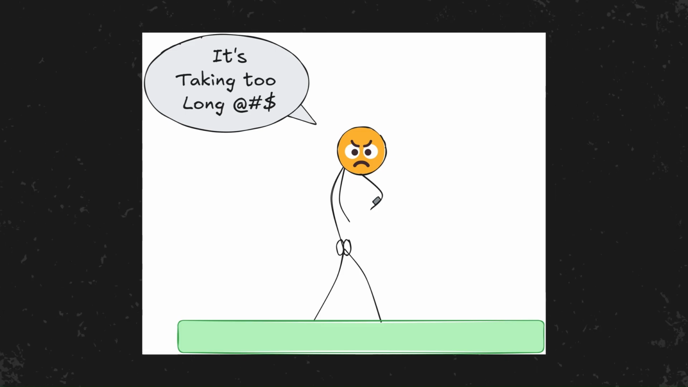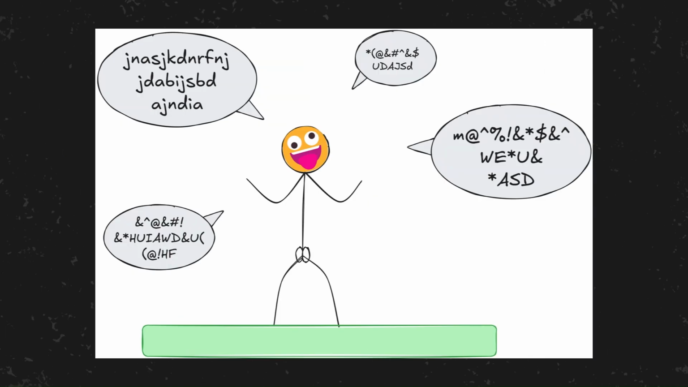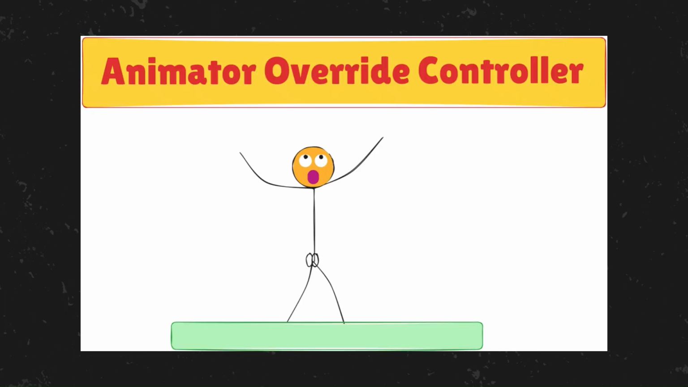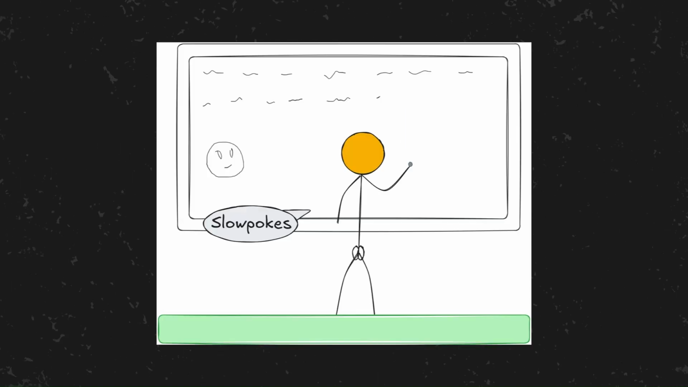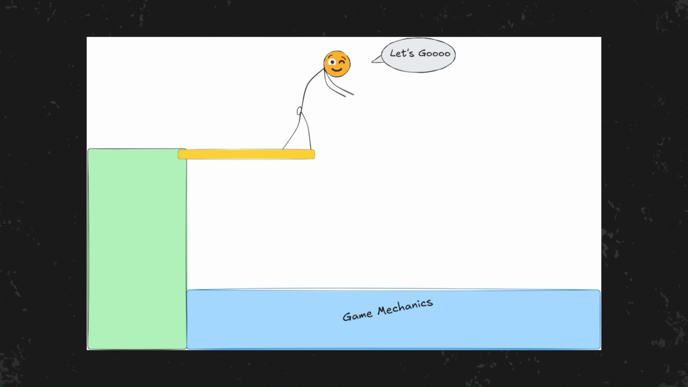To save you from watching the next 3 to 4 minutes of me rambling, just kidding, the key is Animator Override Controllers. If you're an expert, you can probably figure it out faster than it took me to explain it. For the rest of you, let's dive in.